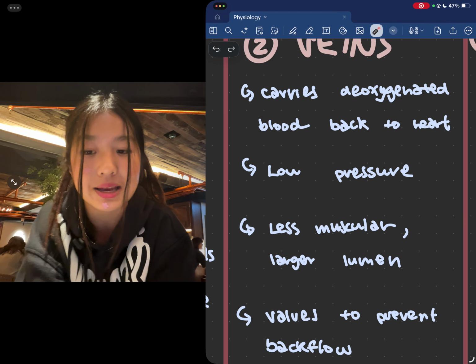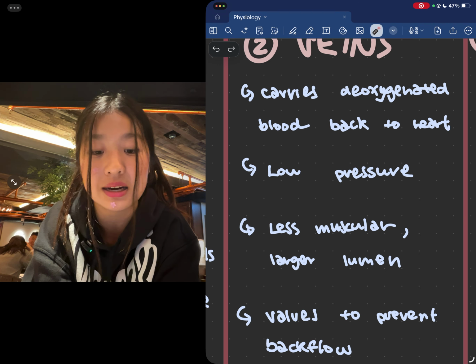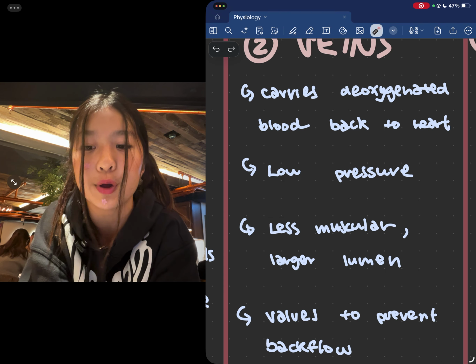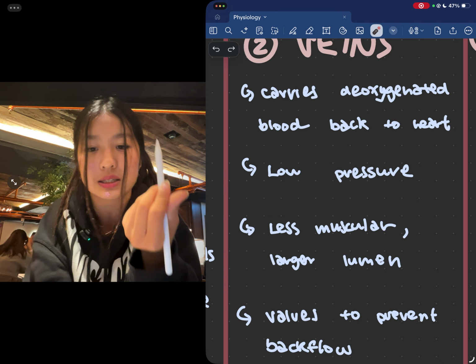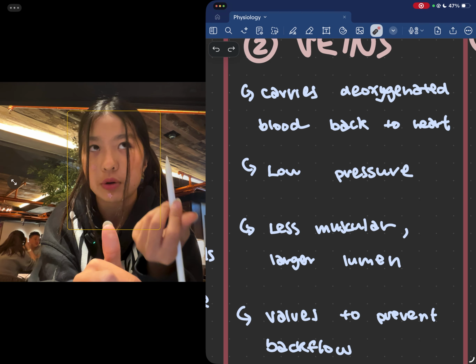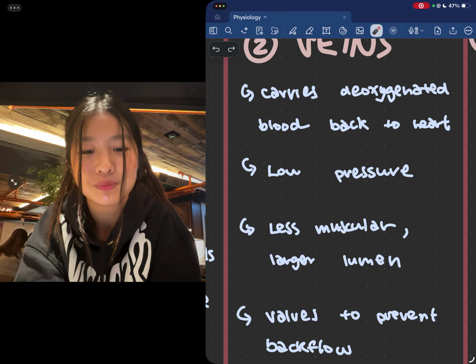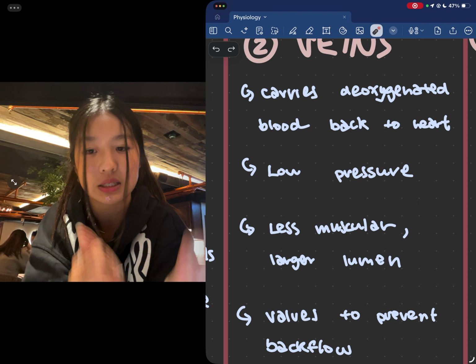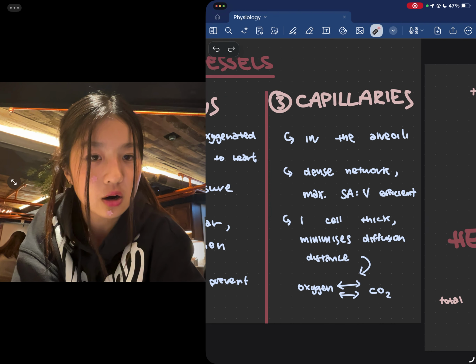But because they work against gravity to carry blood back to your heart, they need valves, which are kind of like trap doors that are one directional to prevent backflow. Because if our blood was going up against gravity and then suddenly went back down, it would just not reach your heart. So the valves ensure that once the blood flows up and is pumped upwards, they can't go back down. And then the last one are capillaries.